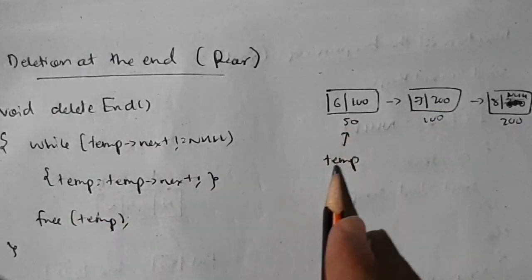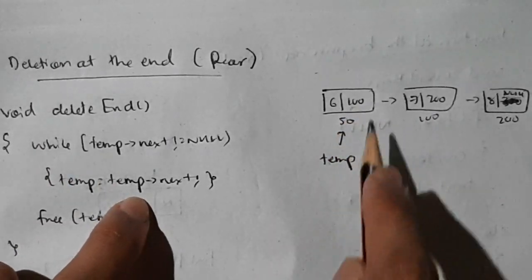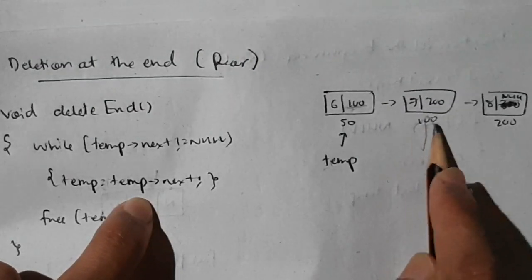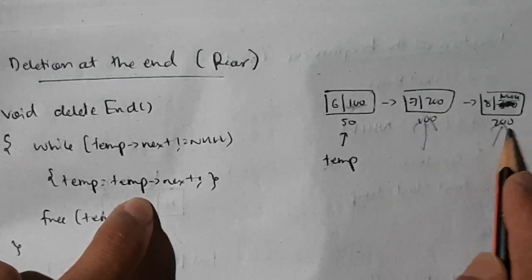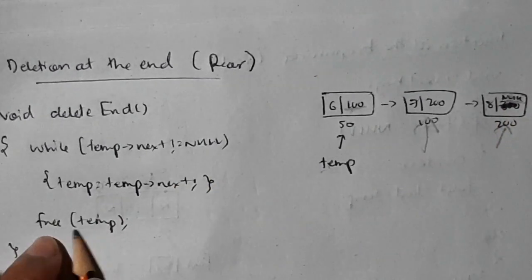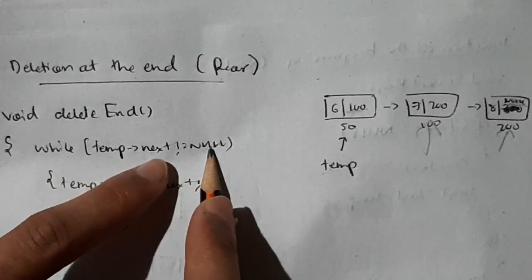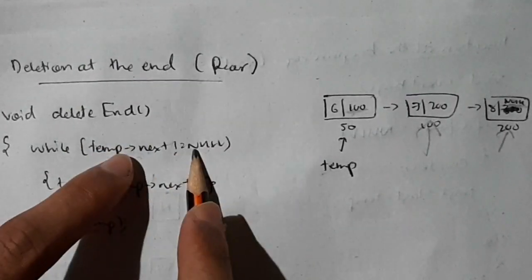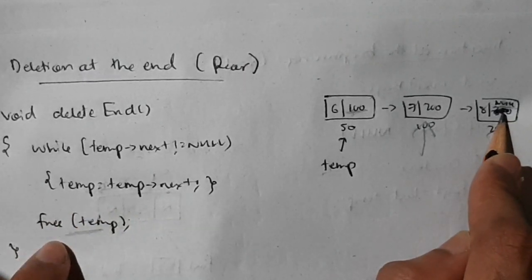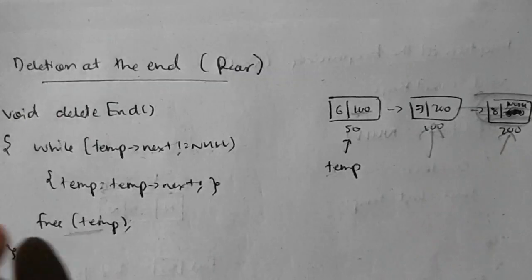First what will happen, temp will be here, temp is equal to temp arrow next. This will go here, meaning temp arrow next is 100, so temp will become 100 and it will point here. Then temp will become 200, it will point here. Then temp will become null. Before that you will free the temp here. Because while temp arrow next is not equal to null, this should traverse. If temp arrow next is equal to null, it will not traverse, it will stay at this position and you will use free temp to delete this node. So at the end the node is deleted.